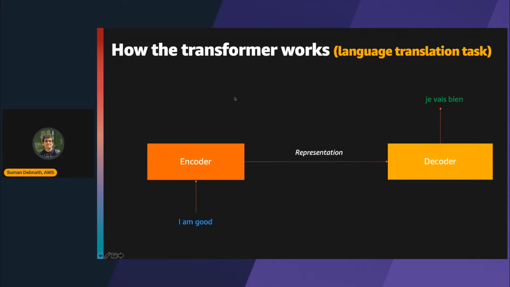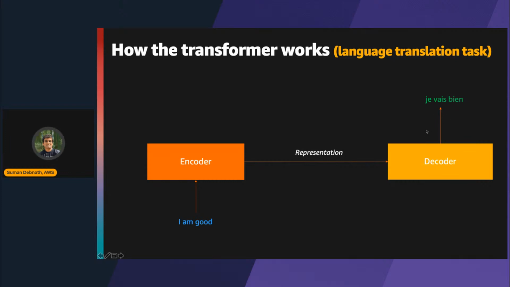So transformer can do a lot of NLP based tasks. For this example, we will take a language translation task, and then we will learn how transformer solves that. During this process, we will come to know about the internals of transformers. So let's say I have a sentence called "I am good," and we want to convert it into, let's say, French.